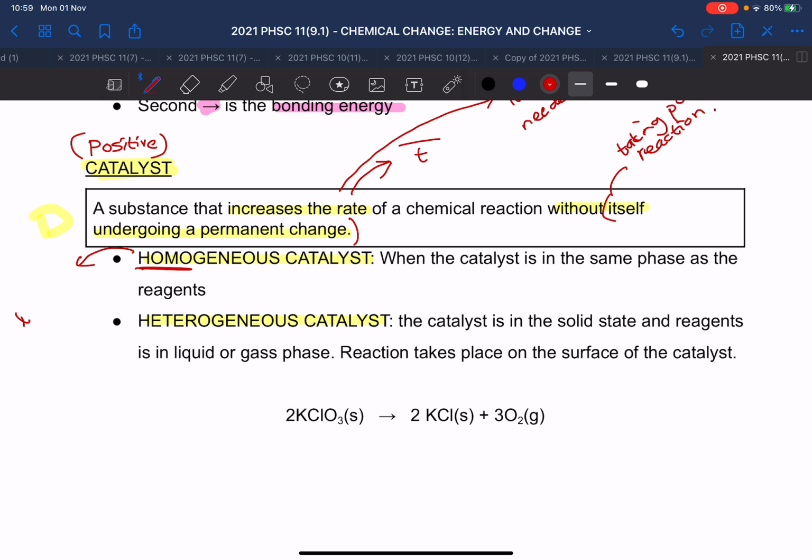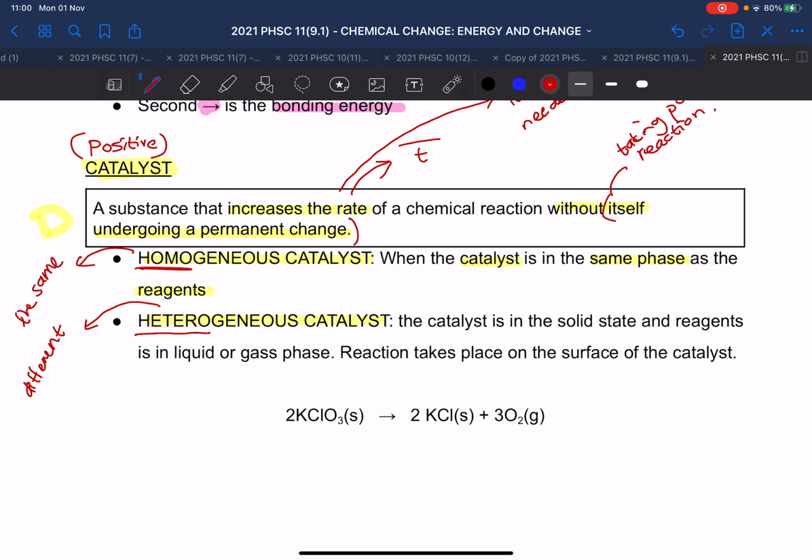It means the same. So heterogeneous, obviously, doesn't have to mean opposite. It can be opposite, but it can also just mean different. A homogeneous catalyst is where the catalyst is in the same phase as the reagent. So the catalyst is in the same phase as the reagents.